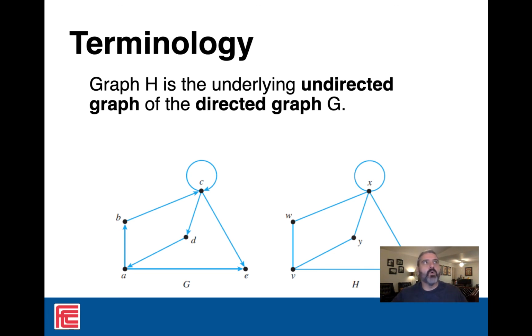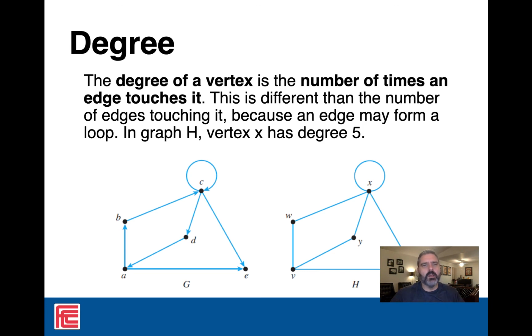Let's talk about more terminology when it comes to graphs. We're going to start with these two graphs, which are actually the same graph. One is just the underlying undirected graph of the directed graph in G. So G has the directions. H just shows, is there a connection at all between these two nodes? But we're going to need both because the terminology will be a little bit different depending on if we're talking about an ordered or an unordered graph. So we're showing the same graph two different ways.